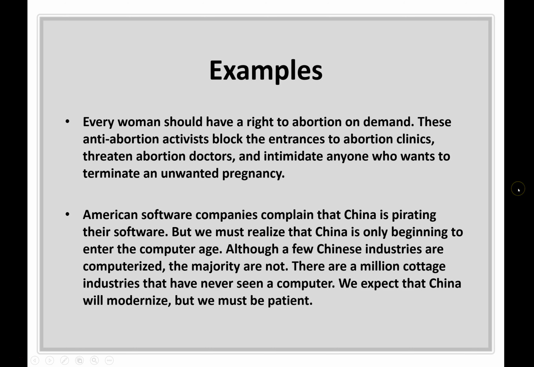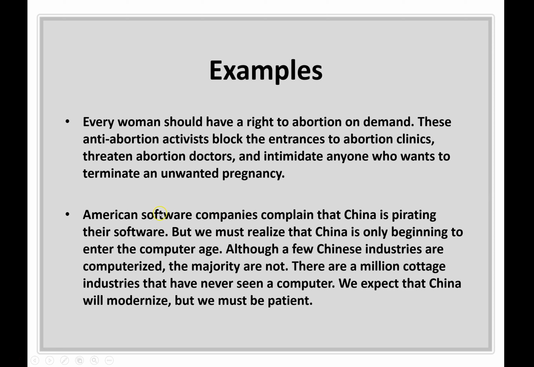Or, American software companies complain that China is pirating their software. So this is the subject matter, right? But we must realize that China is only beginning to enter the computer age. Although a few Chinese industries are computerized, the majority are not. There are a million college industries that have never even seen a computer. We expect that China will modernize, but we must be patient.